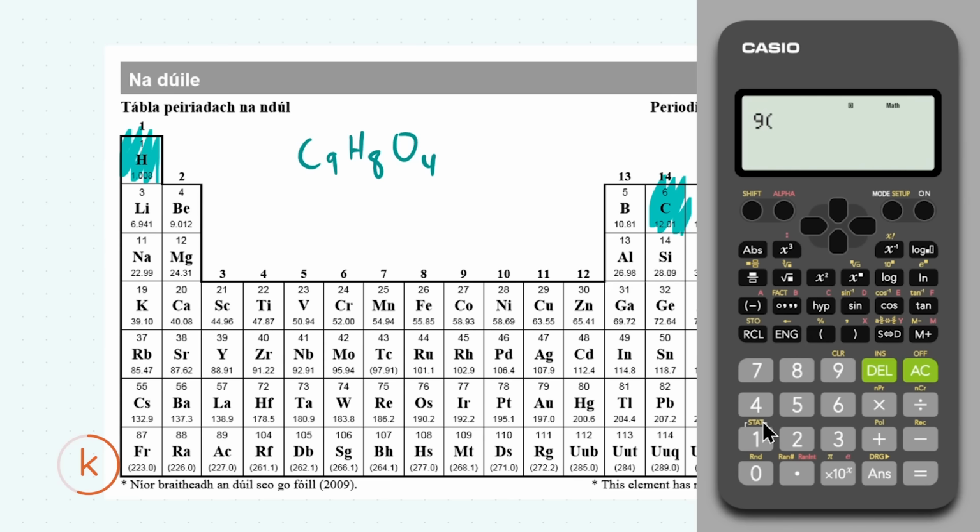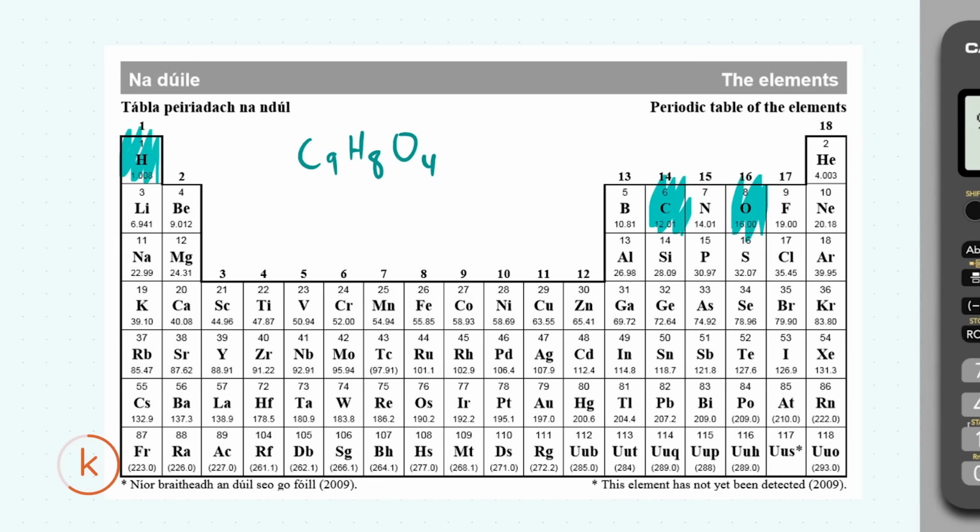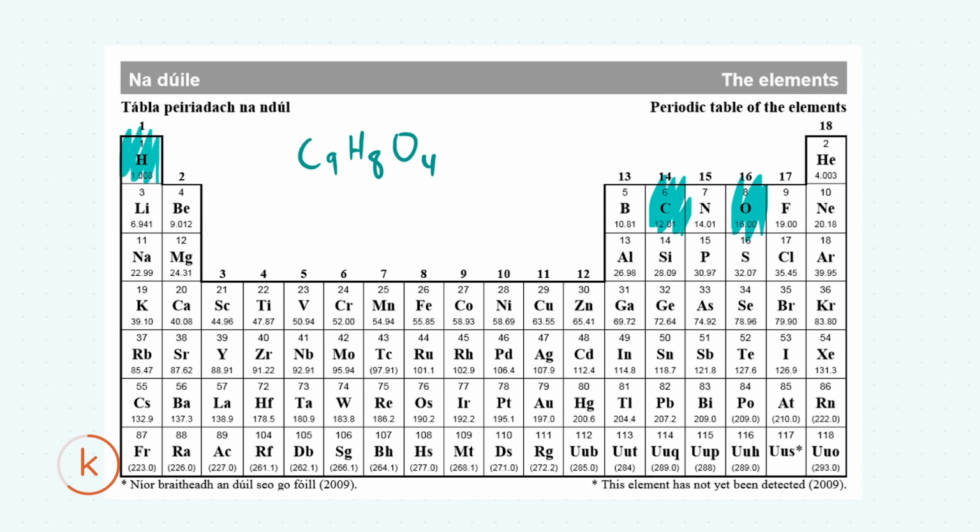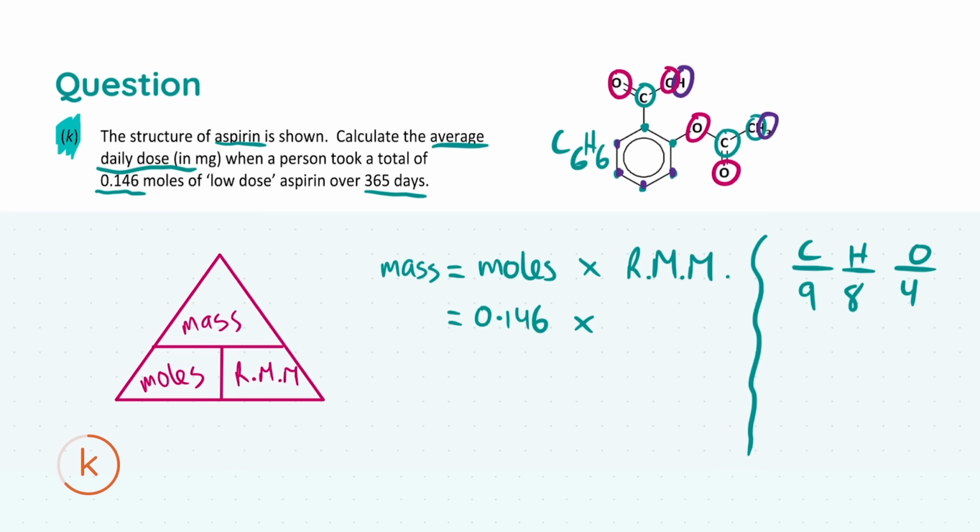So we're going to have 9 carbons, so it's going to be 9 times 12. We're also going to have 8 hydrogens, which is 8 times 1, and we're also going to have 4 oxygens, which is 4 times 16. And that means that the total molecular weight here of the aspirin, the structure that we found, is going to be 180.